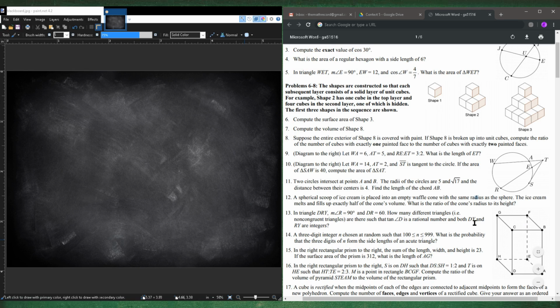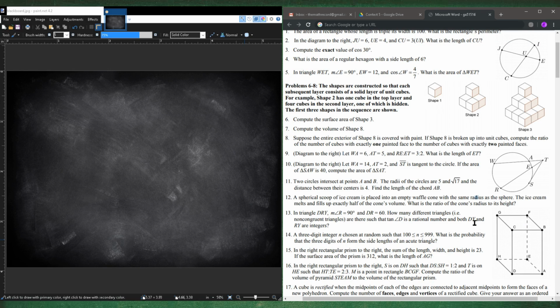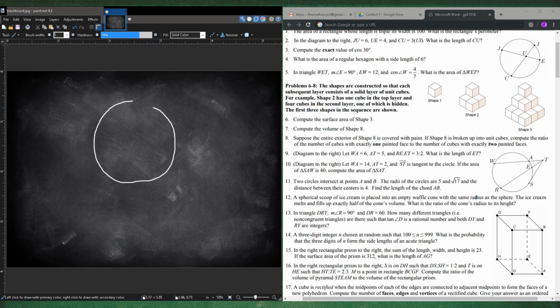Number 11. Two circles intersect at points A and B. The radii of the circles are 5 and square root 17. The distance between their centers is 4. Find the length of AB. So let's kind of draw this out.